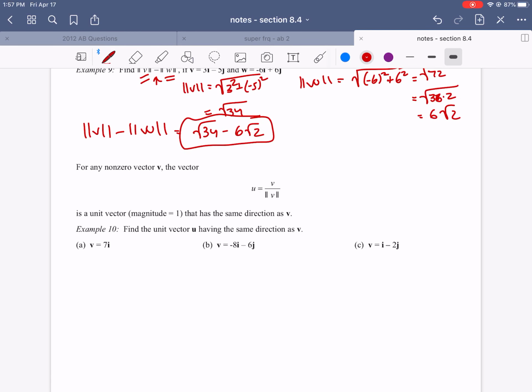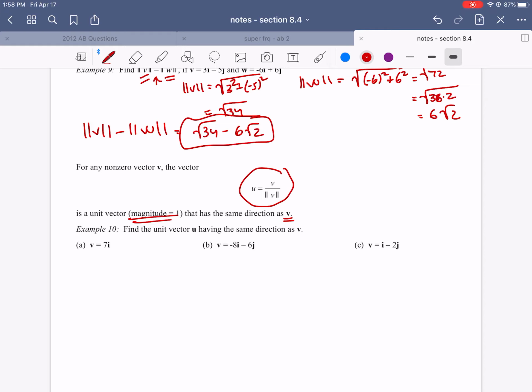Okay, in example 10, I'm going to teach you how to find what is called a unit vector. Notice that the definition of a unit vector is that the magnitude is equal to 1, and we want the unit vector to have the same direction as the given vector v. The formula to do this is given right here. We're going to take the given vector v and divide it by its magnitude. Okay, so here we go.